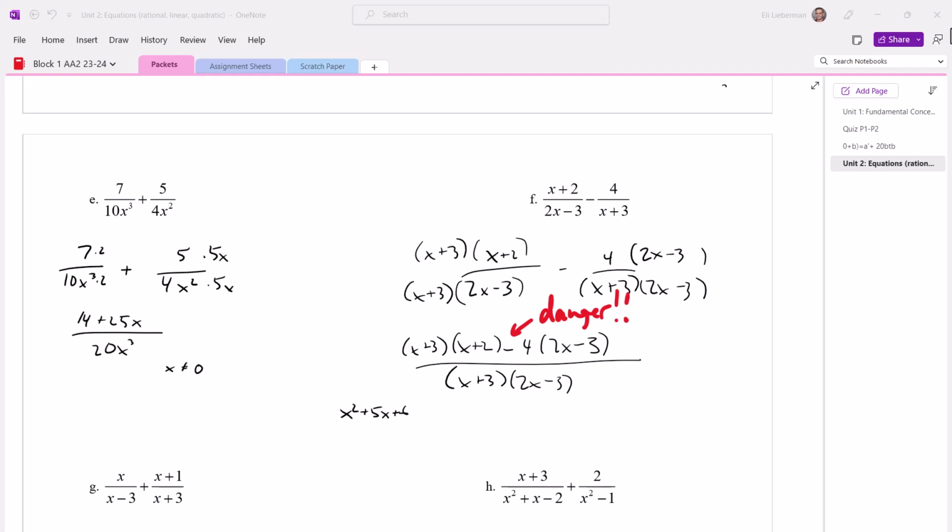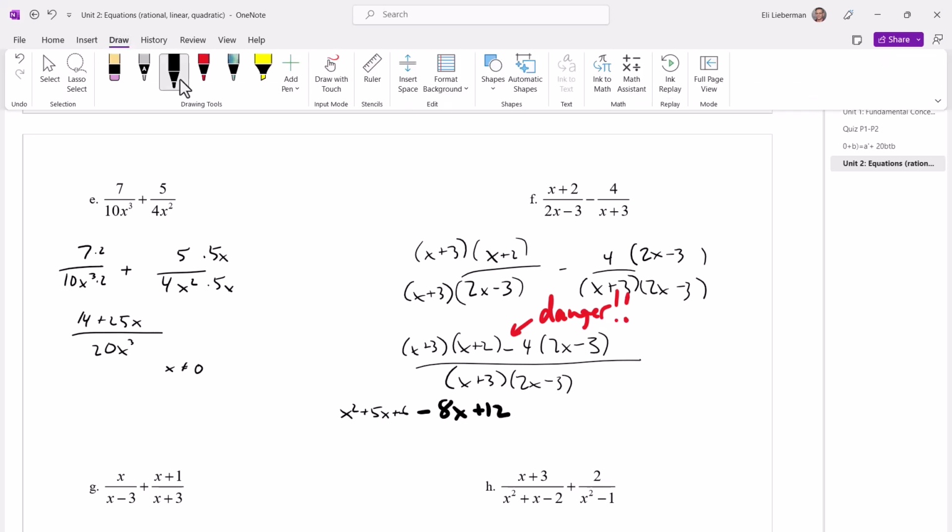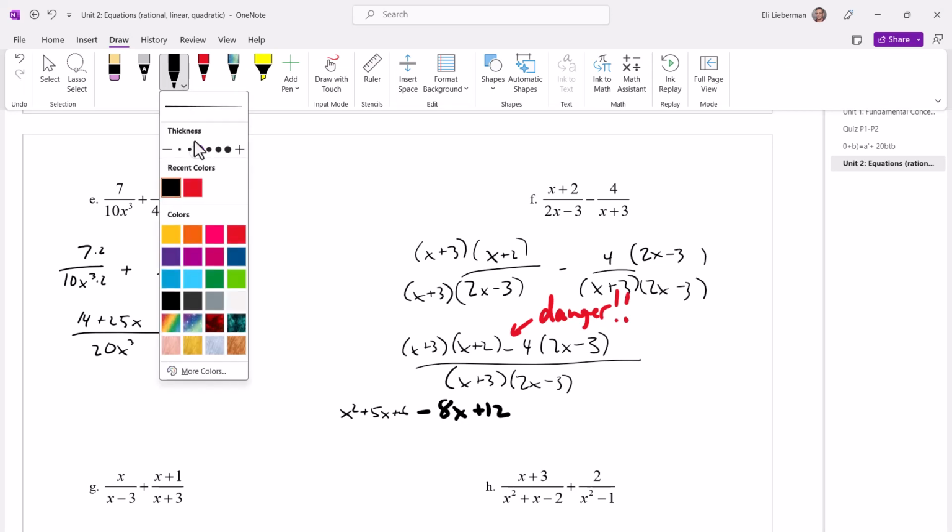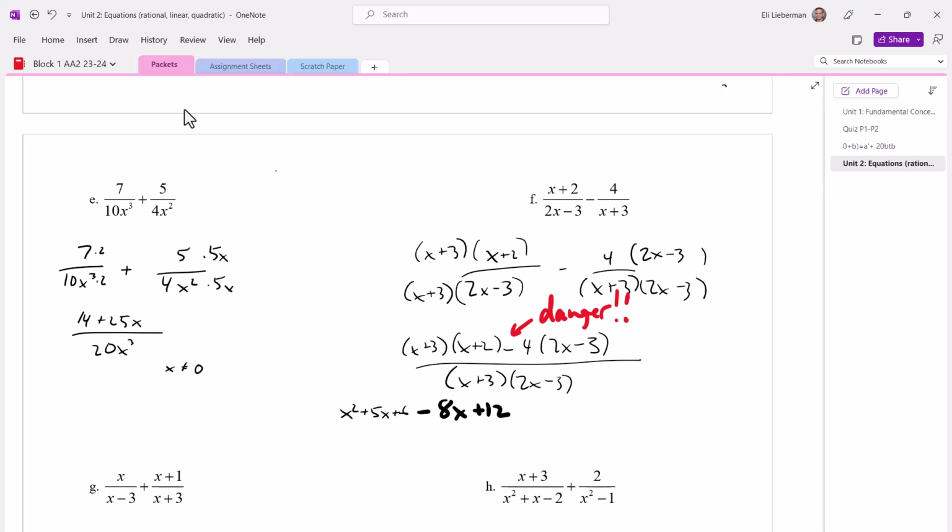So on the top, x squared plus 5x plus 6 minus, whoa, that's big, 8x plus 12. I hope that you're going to put that in your heads anytime you see minus a quantity. Danger lies ahead. Once you're aware of that, it's not a problem. Should I distribute the denominator? No, it's already factored.